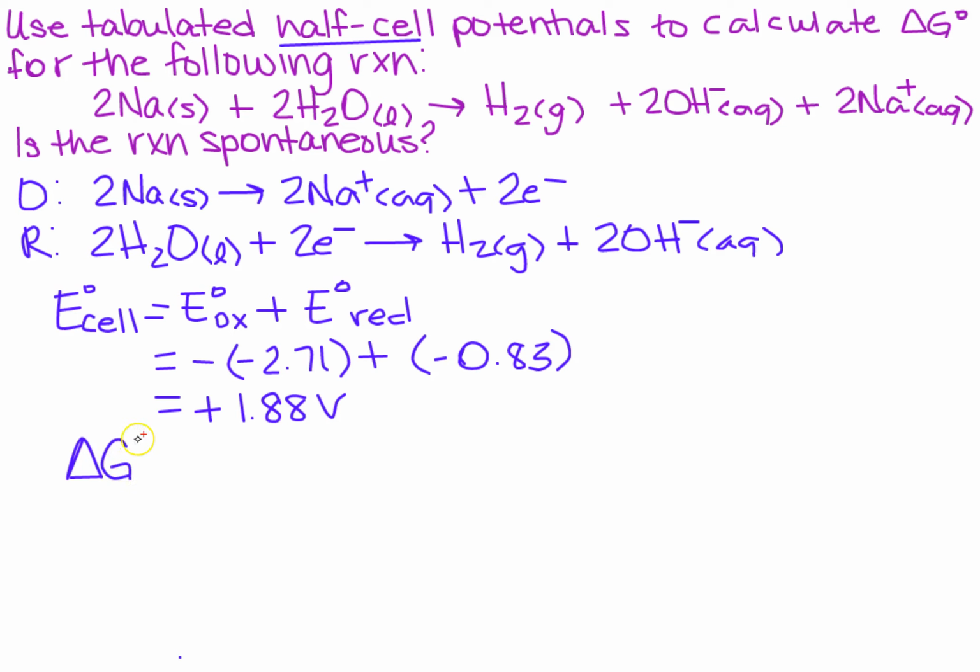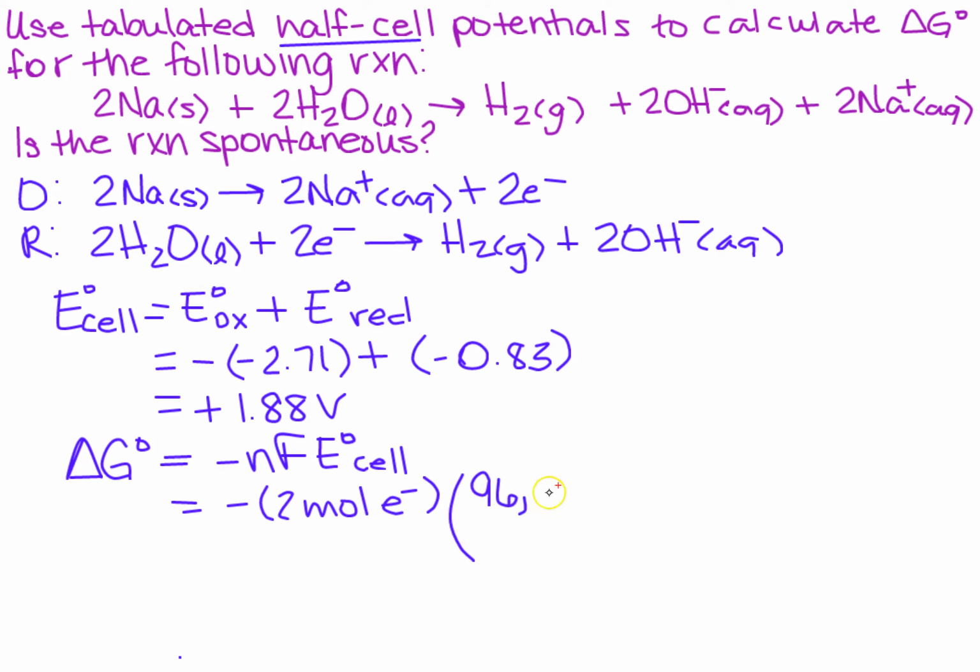And we have a formula for that. So delta G equals minus N times F times E for the cell. Now, what is N? Well, N is the number of moles of electrons that we have. So how many did we have? We had 2. So I have opposite of 2 moles of electrons. Now what is F? Well, F is Faraday's constant, which is 96,485 C over moles of electrons.